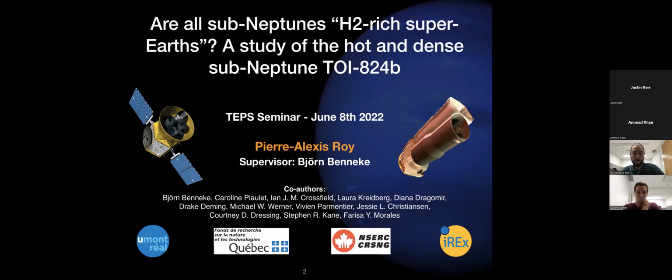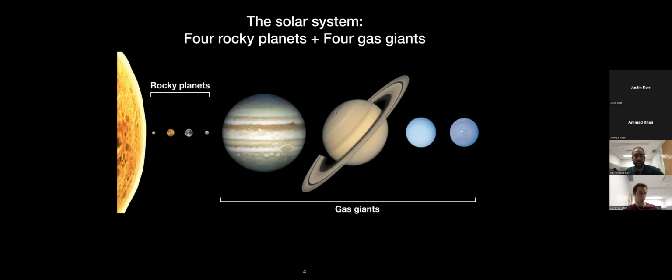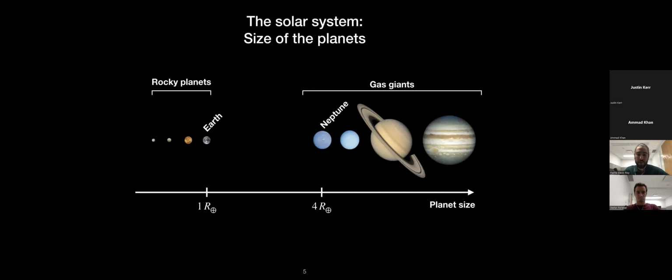But I want to start with the planets that are closest to us in the solar system, since we know that we have the 4 rocky planets, and after that there are the 4 gas giants, or we can separate the gas giants and the ice giants in Neptune and Uranus, but basically 4 small rocky planets and 4 bigger planets with a lot of gas.